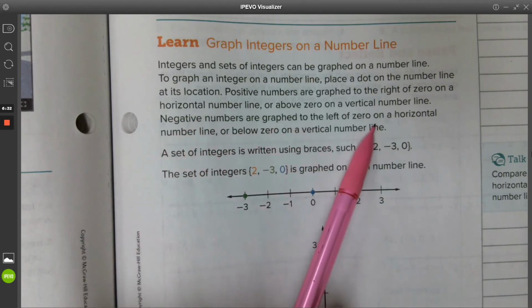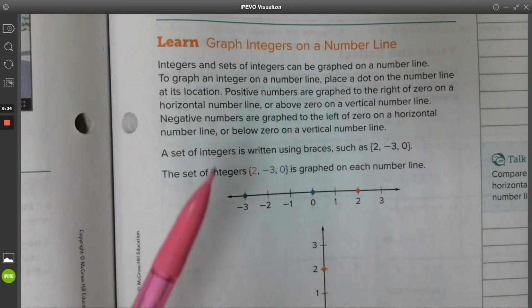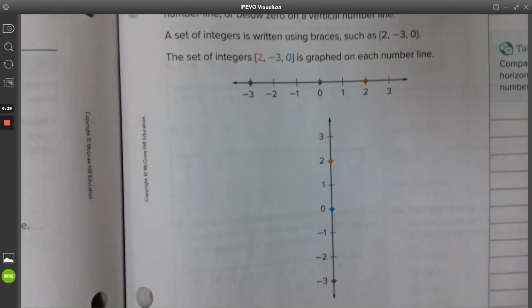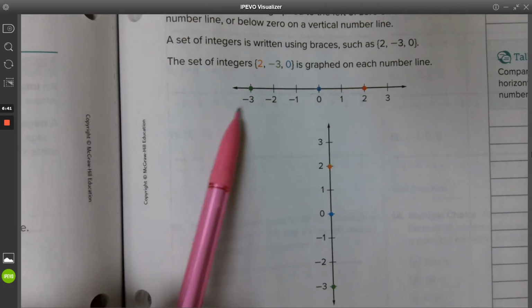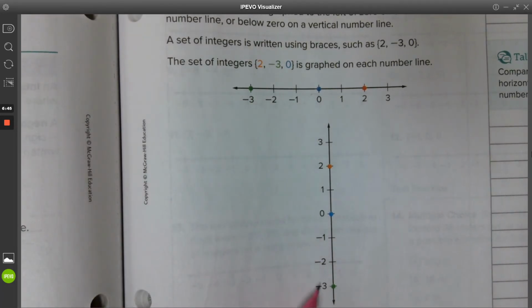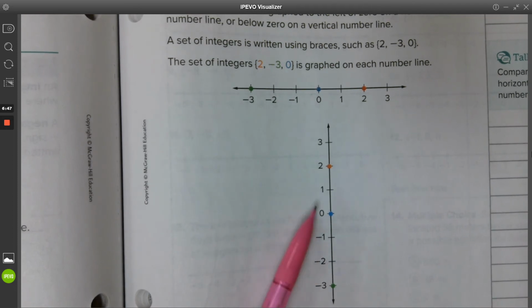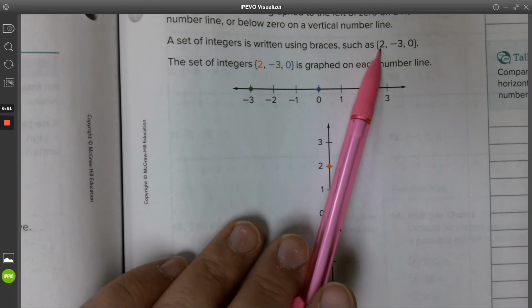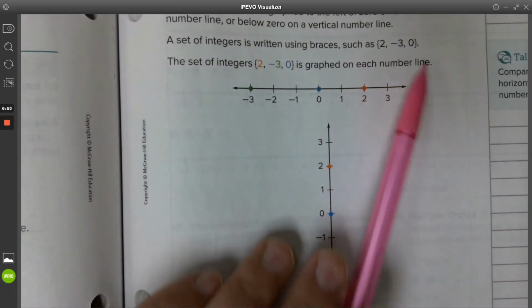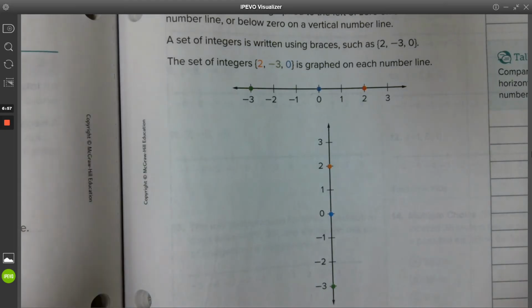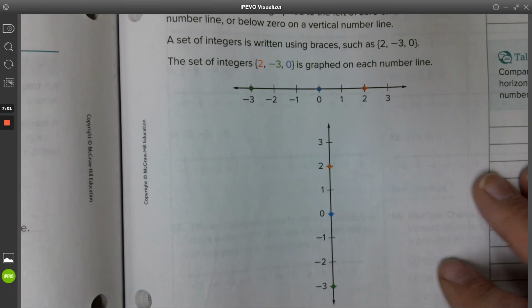Negative numbers are graphed to the left of 0 on a horizontal number line or below 0 on a vertical number line. So if we were graphing a negative 3, it's to the left of 0, or negative 3 would be below 0. We write a set of integers using braces. So we have little brackets that are kind of holding it together, saying this set belongs together. We need to somehow notate that it belongs together, so we use those little braces.